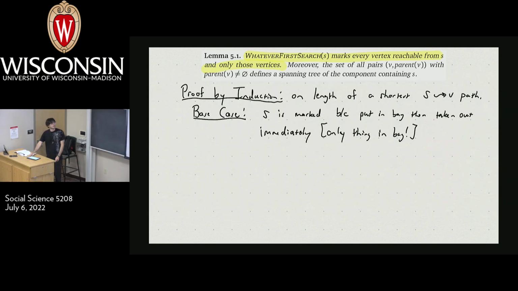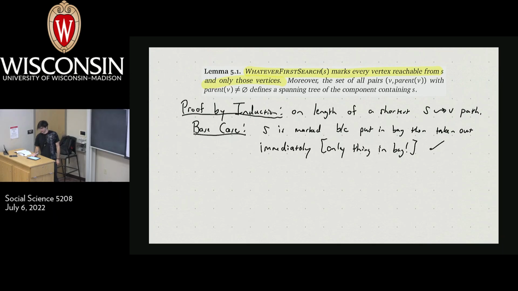Okay? So that's correct. We marked S, and I'm pretty sure S can reach S, so that's good. So what's the inductive step? Well, we're inducting on the length of a shortest path.